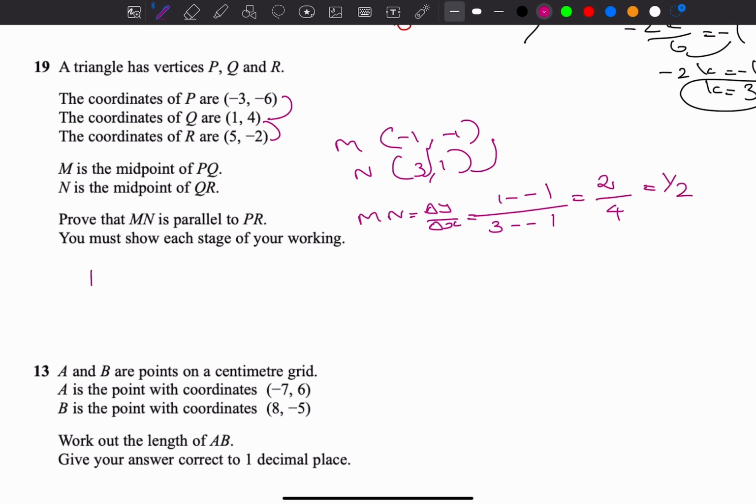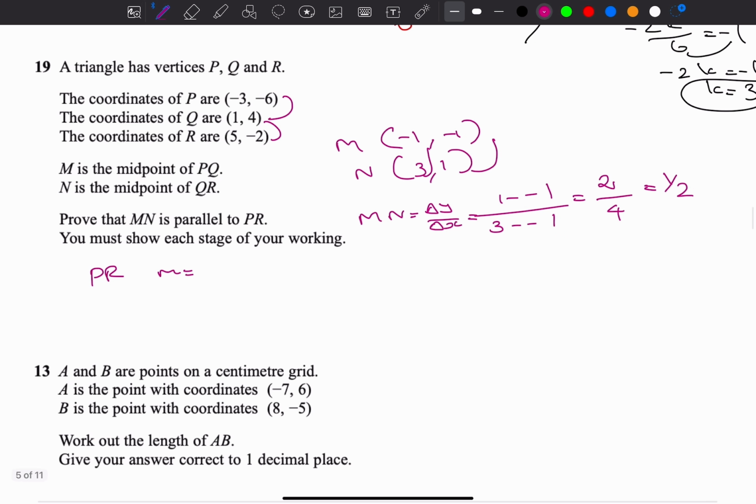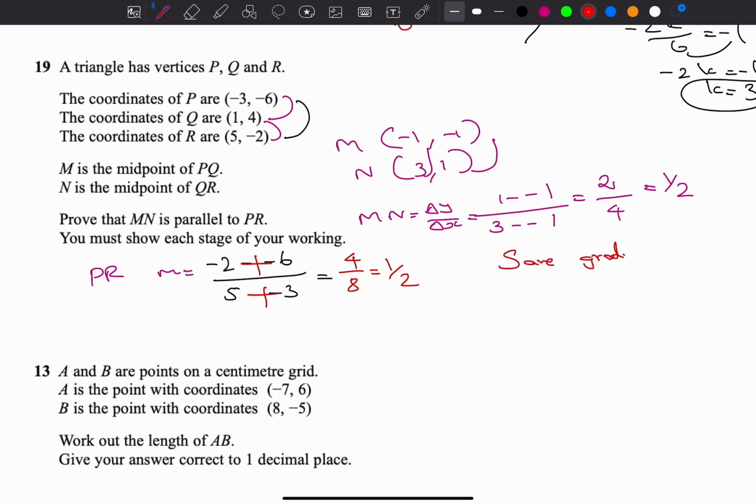And we want to do the PR gradient. P and R is this one. Change in y, minus 2 take away minus 6 over 5 take away minus 3. That will give you 6 minus 2, because it's a negative negative, that makes this positive, remember that. That makes that positive anyways. That will give you 4 over 8, which is just half. Are they parallel? Yes, they have the same gradient, which is a half, isn't it?